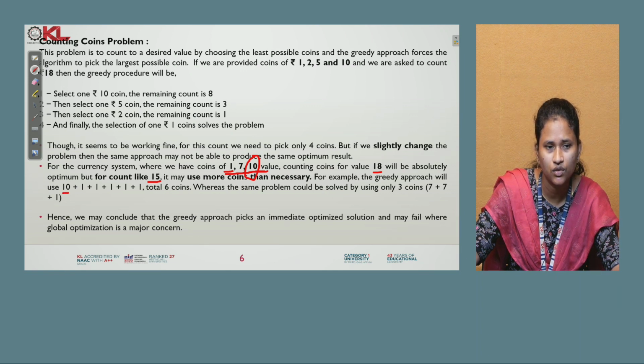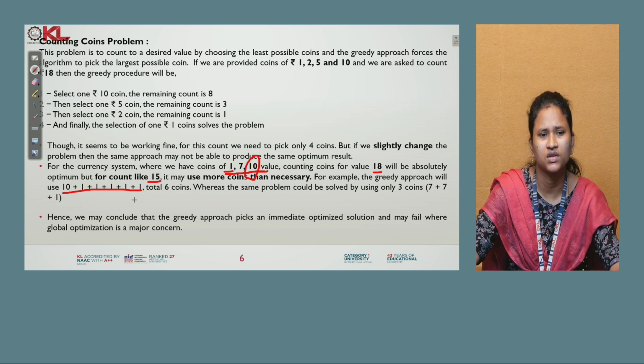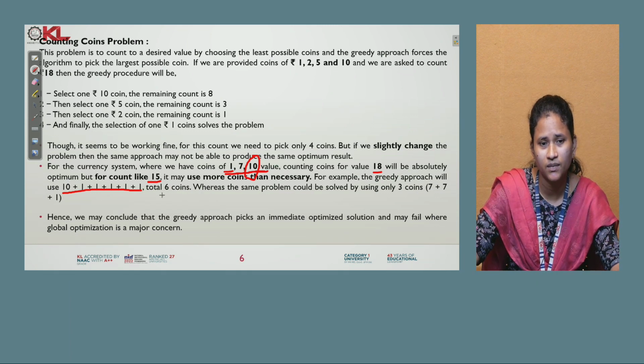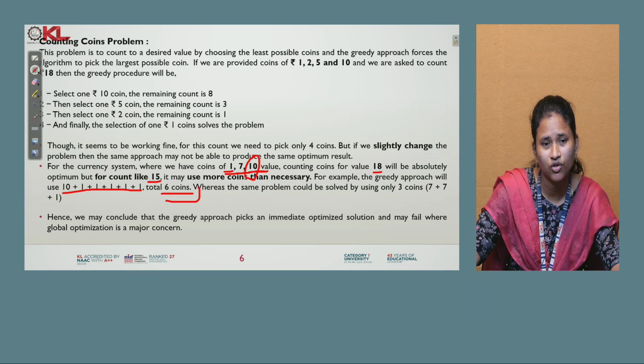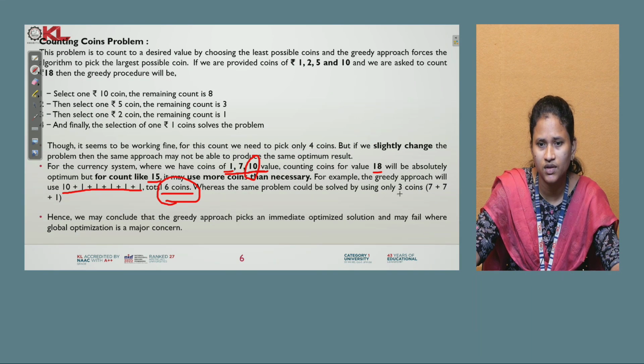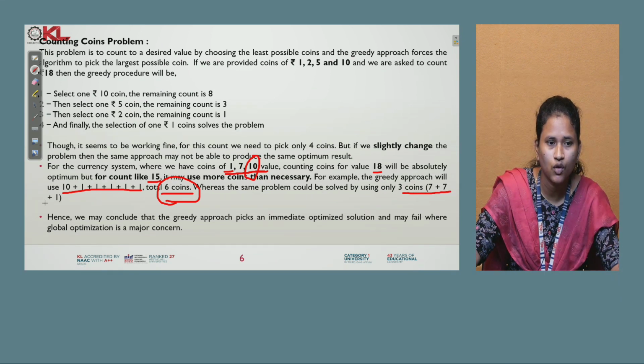This is the solution: one 10 coin plus five 1 coins. The best solution means the one with fewer coins. When you have used fewer coins, that solution is best. But for this case, with coins 1, 7, 10 and a total amount of 15, the greedy method takes 10 plus five 1 coins, which is 15. But here we are using more coins. With the same coins we can give a better solution: two 7 coins plus one 1 coin. 7 plus 7 plus 1 is 15.